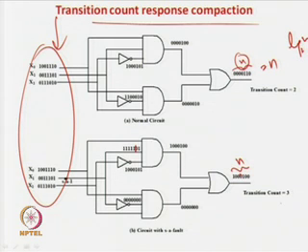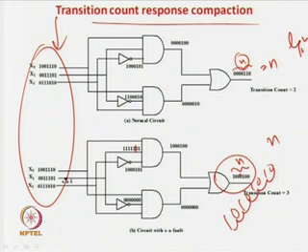Similarly, transition count can be what? 1 0 1 0 1 0 1 0. So 1 2 3 4 5 6. So it can be again on the order of n. So if you are storing this flat, you require n bits to store.